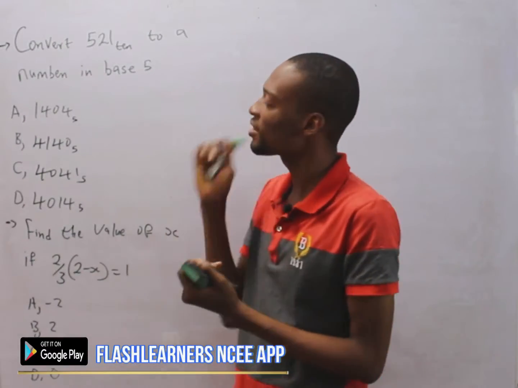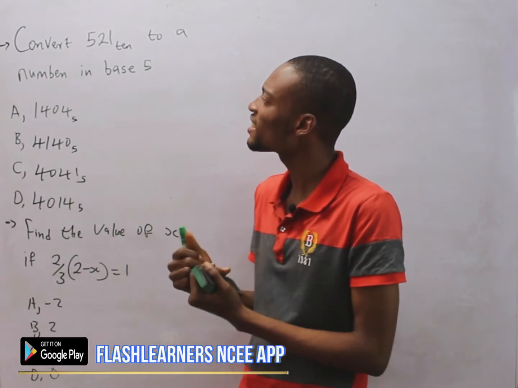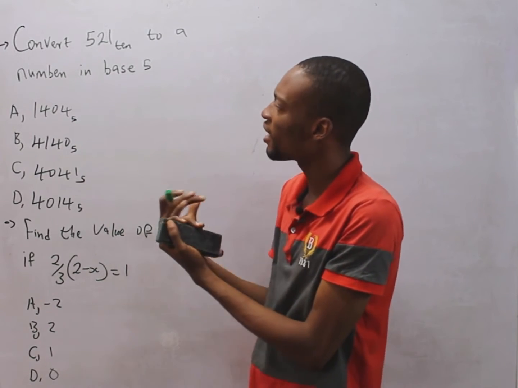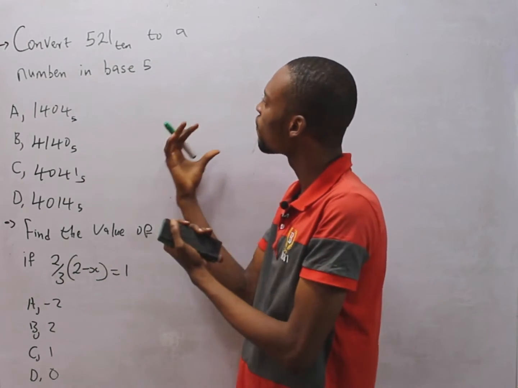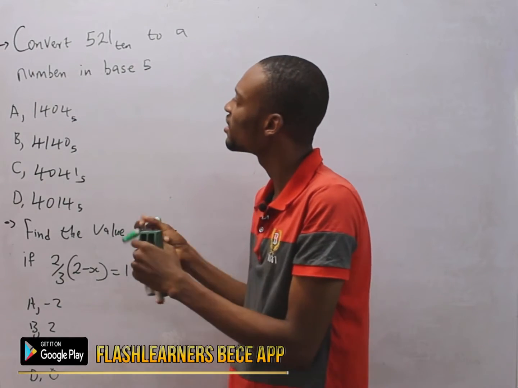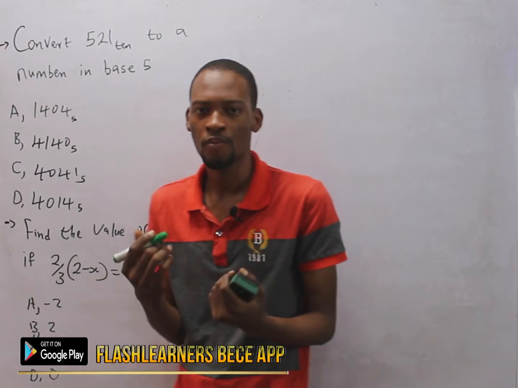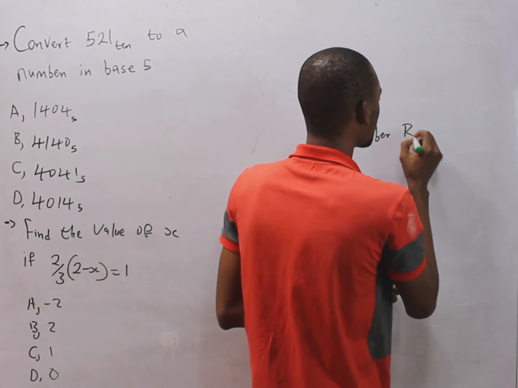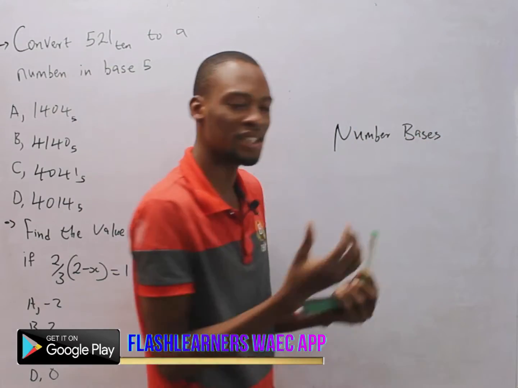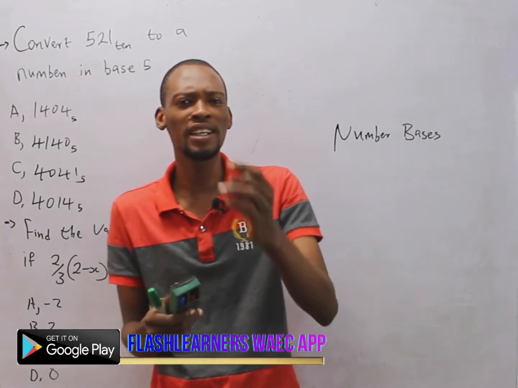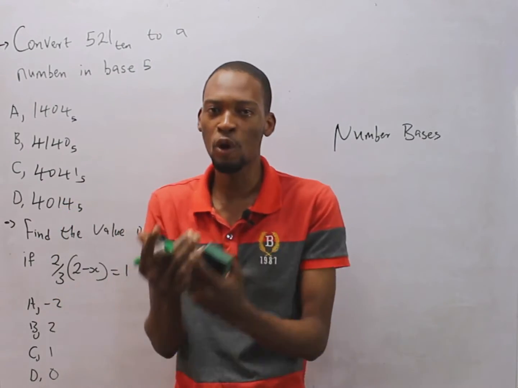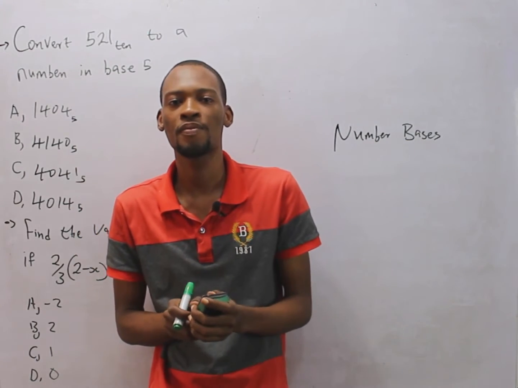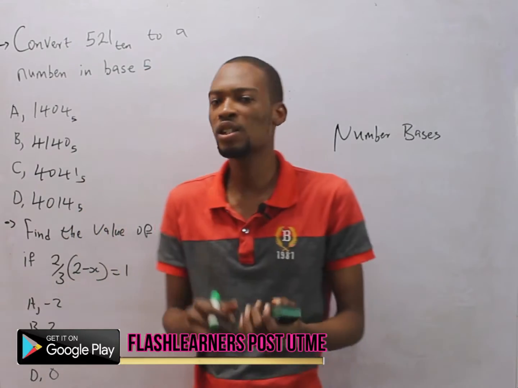Now, take a look at this question. The first one says, convert 521 base 10 to a number in base 5. Number bases is a topic that is hot cake in mathematics. If you go for a mathematics exam, whether Jamb or WAEC, without questions under number bases, be surprised. So this is a very important question, and you will see it.